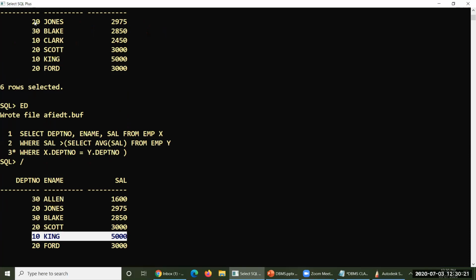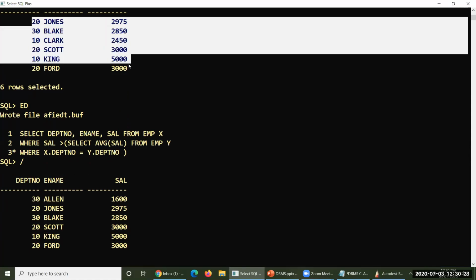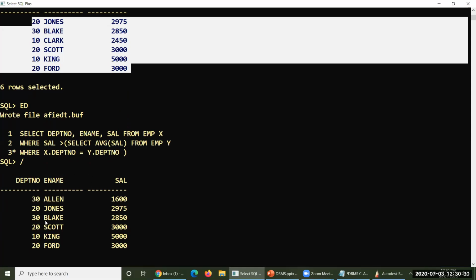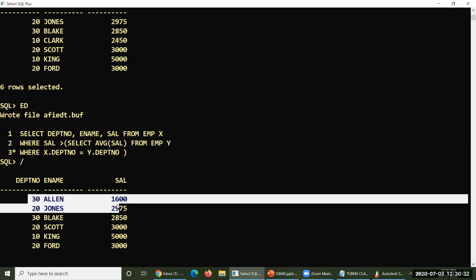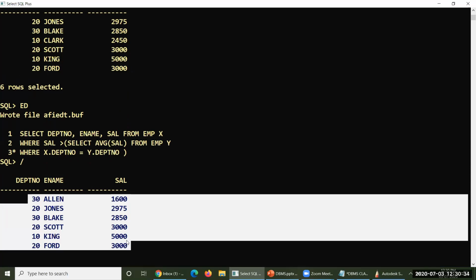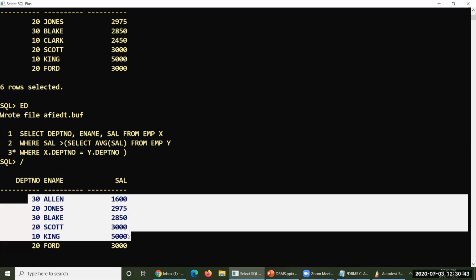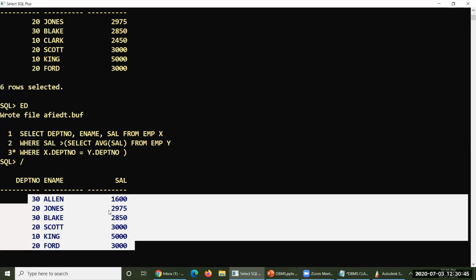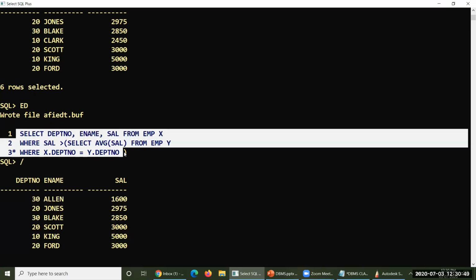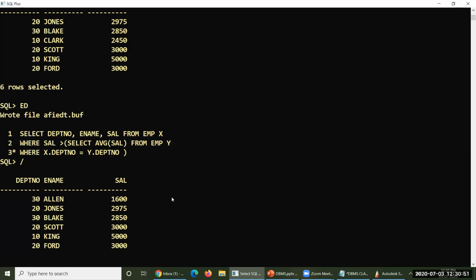One is the salary of people getting more than the average salary of the whole organization, whereas the other takes into consideration the average salary of their own department. That is the point you need to consider here, and that is the difference between these two. If such a situation exists, then you are expected to write this kind of query.